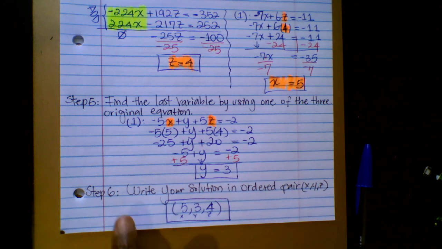So the final step is to write your solution as an ordered triple. It's parenthesis 5, 3, 4.